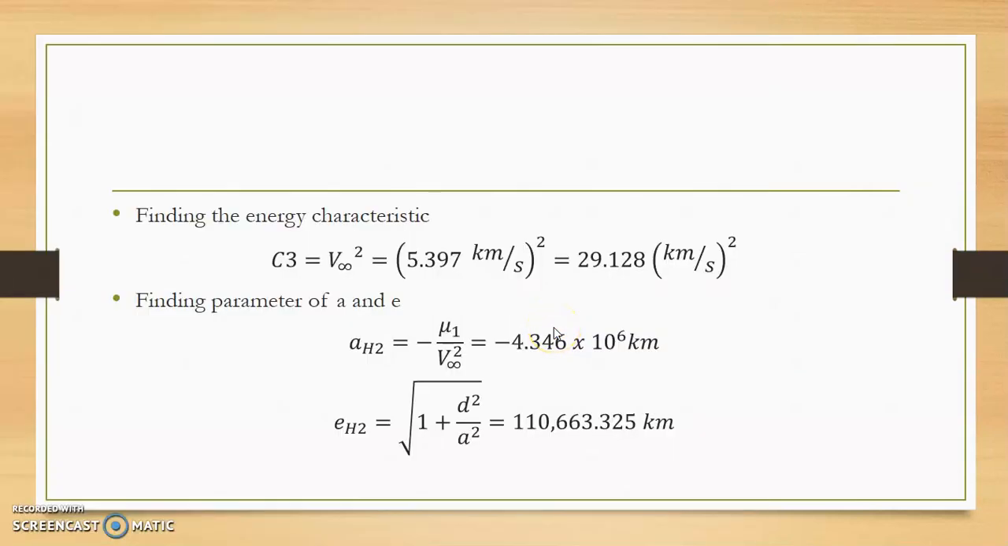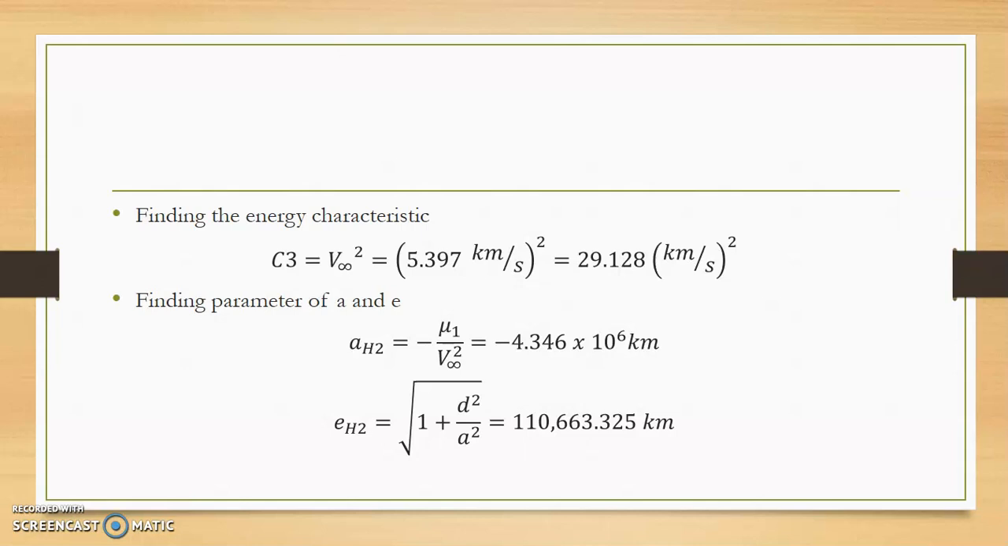Okay, so let's proceed. We already have the V infinity, so we can find the energy characteristic C3, which equals V infinity squared, equals 29.128 kilometers per second squared. Here, same as before, we're going to use the point as the decimal and the comma as the thousand separator. Next, we find the parameters of the semi-major axis and the eccentricity using the equation from the slide before.